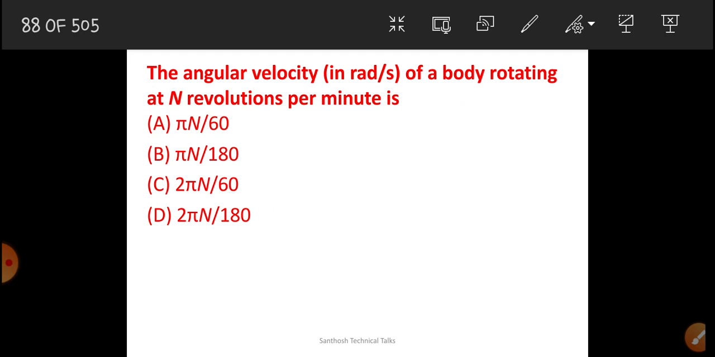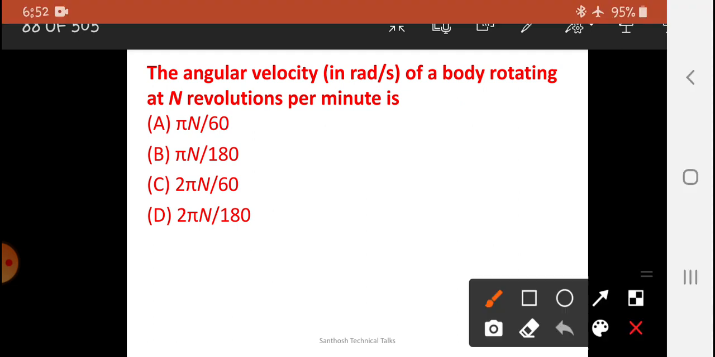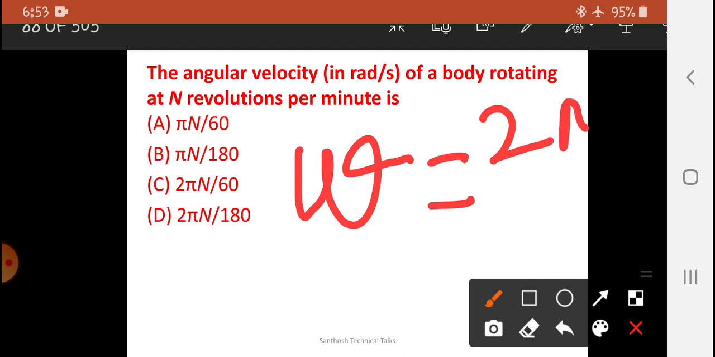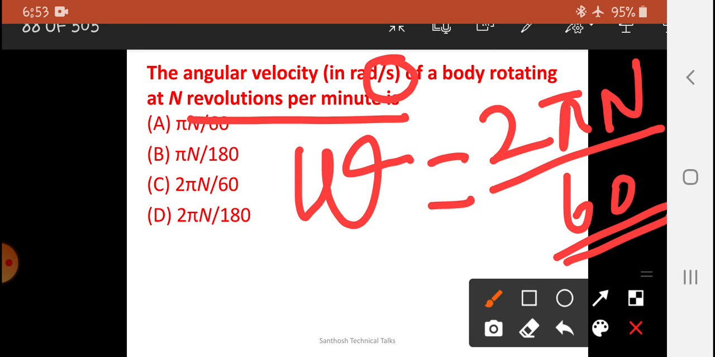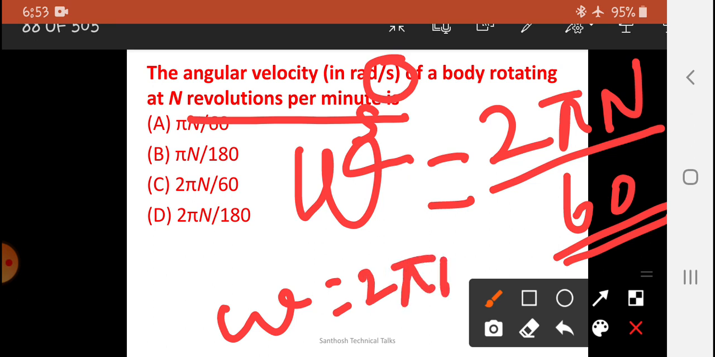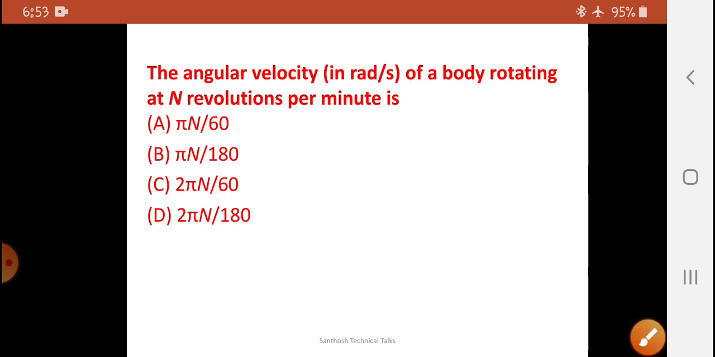So next, superb question. The angular velocity of a body rotating at n revolutions per minute. So omega is equal to 2 pi n by 60, which is the correct answer. They are asking radian per second, but n is in revolutions per minute. That is why we put 60 here. If n is in revolutions per second, then omega is equal to 2 pi n. So please be clear on that.